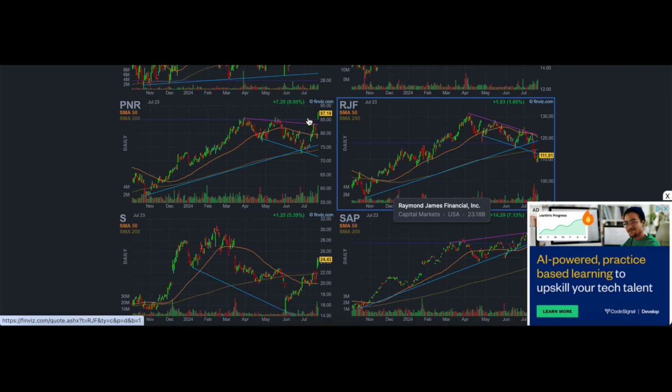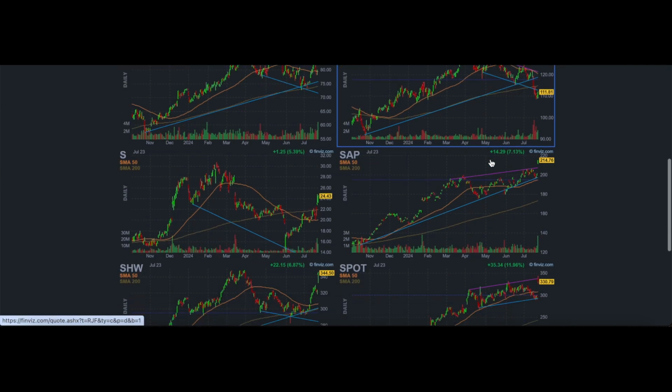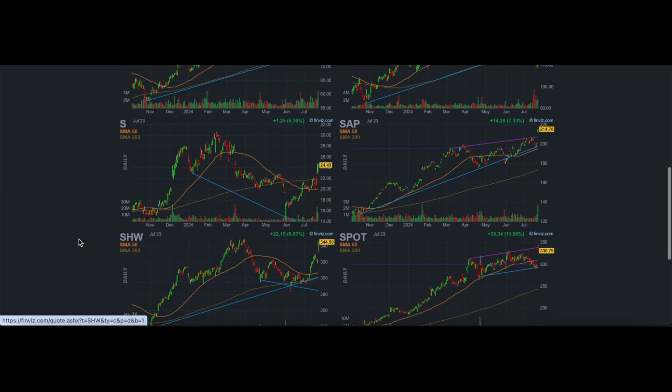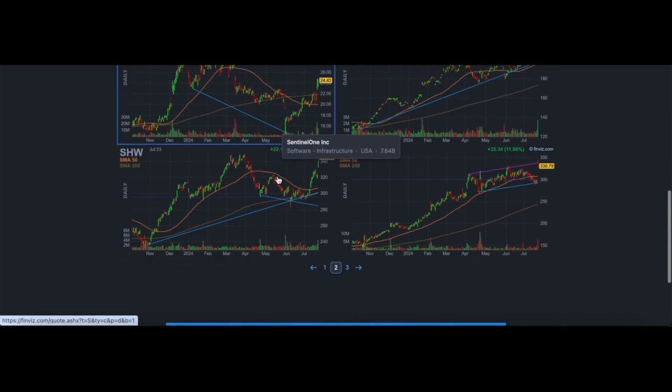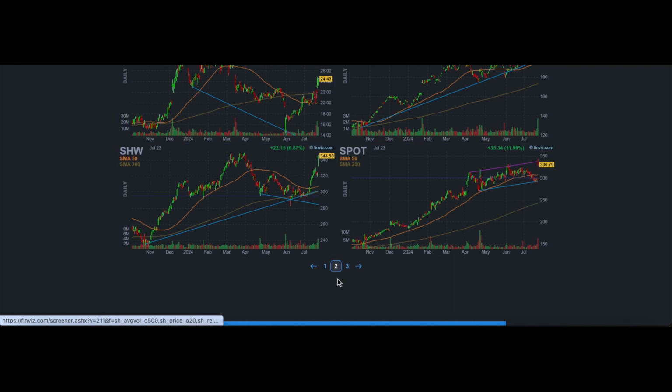PNR also looks good here. This one's a downtrend. SAP we covered. S looks like it's trying to break out of its base here, so this one is worth watching. Spotify looks good, trying to break out.